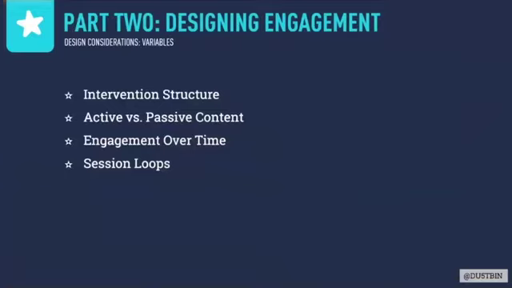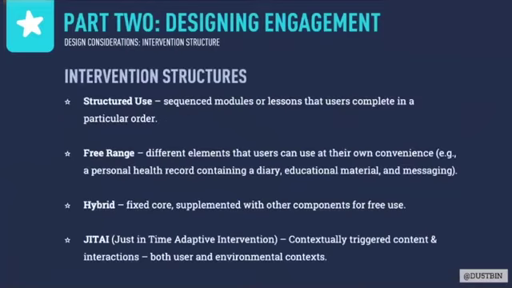So when we think about designing for engagement, we can think about a few different variables that are worth talking about. The structure of your intervention: is it sequential and step-by-step, or is it open? We can think about active versus passive content. We can look at engagement across sessions or over time, so coming back for more than one use. And we can think about what we call session loops. So what does a session look like from the moment I come into your intervention to the moment I disengage and then come back over time?